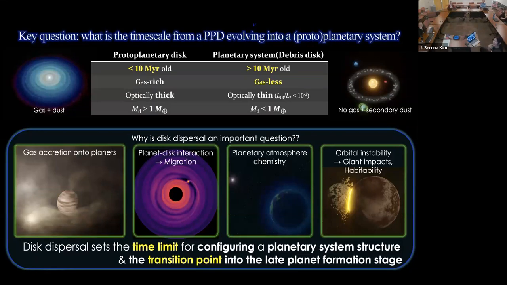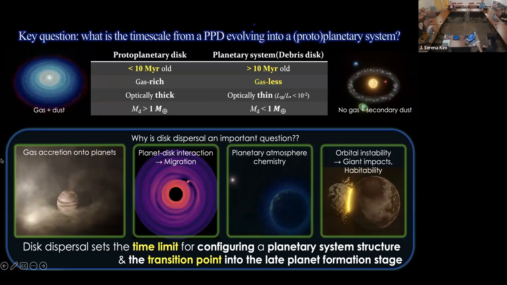And I summarized the basic differences between protoplanetary disks and debris disks. Also, they are not very definitive. Protoplanetary disks are young, less than 10 million years old, and gas-rich, having optically thick dust, and the dust mass is usually high, more than one Earth mass. And the debris disks are more than 10 million years old and gasless, supposed to be gasless classically, with optically thin dust, and the dust mass is lower than the Earth mass.